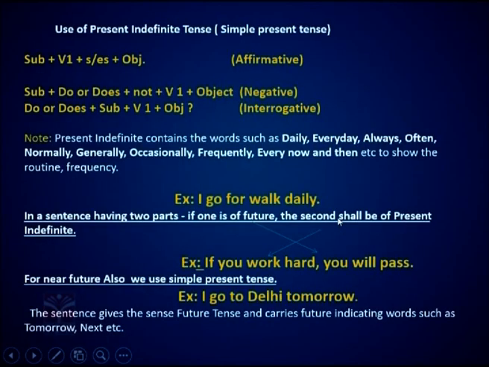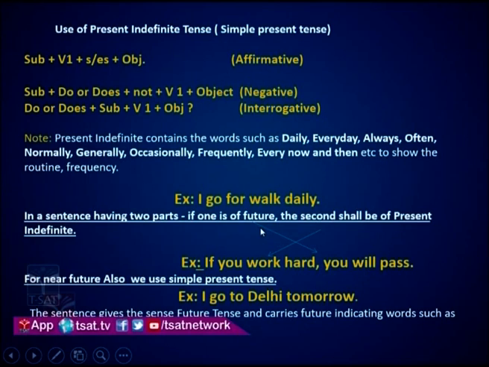In a sentence having two parts, if one is in future, the second shall always be in simple present tense. Always remember the rule: if in a sentence there are two parts, and the first part is in future tense, the second should always be in simple present tense. For example, "If you work hard, you will pass." Here there are two parts of the sentence. Will is used in simple future, so this is the simple future part, and the first part, "if you work hard," is in simple present tense. So with simple future, there will be simple present tense.